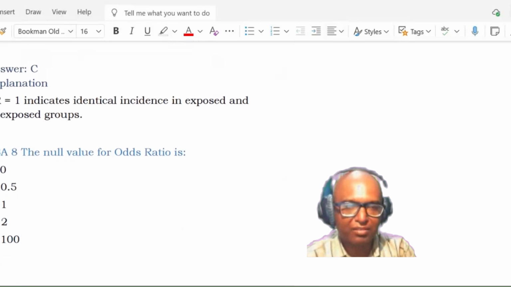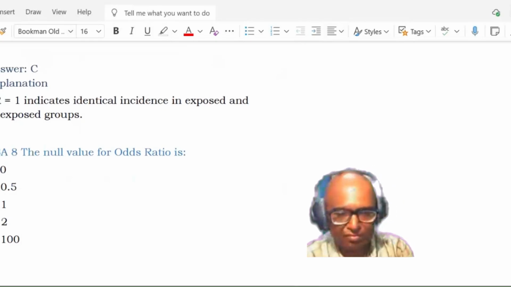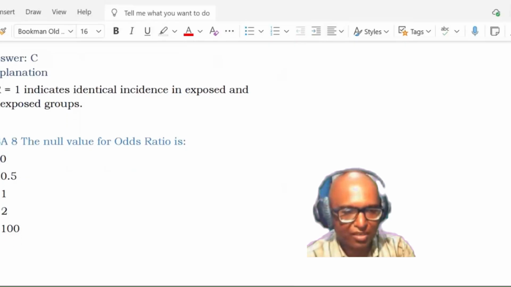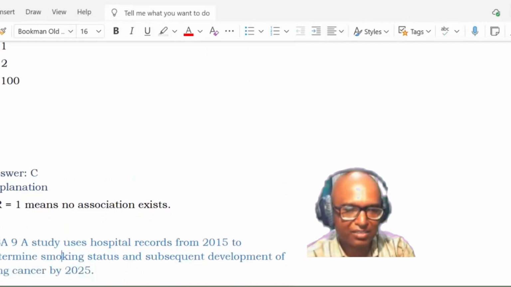Next. The null value for odds ratio is A. 0, B. 0.5, C. 1, D. 2, E. 100. So the answer is C, 1. Correct. Again, same. OR of 1 means no association.